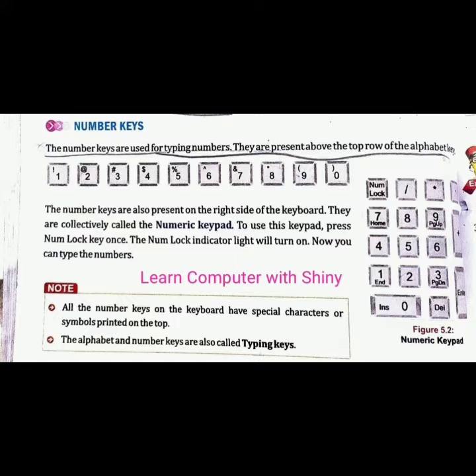To use this keypad, press the number lock. As you can see above, the first key is number lock. You will press it once, then you are able to use the numeric keypad. The number lock indicator light will turn on. Now you can type the number. When you click on number lock, the number lock light will turn on. It means you are able to use the numeric keypad.